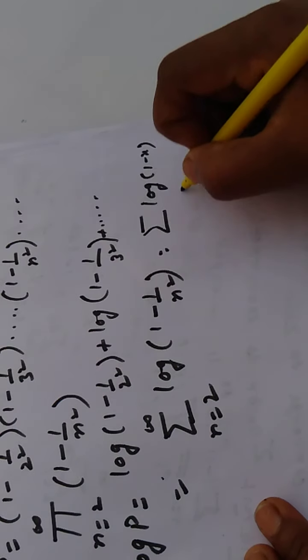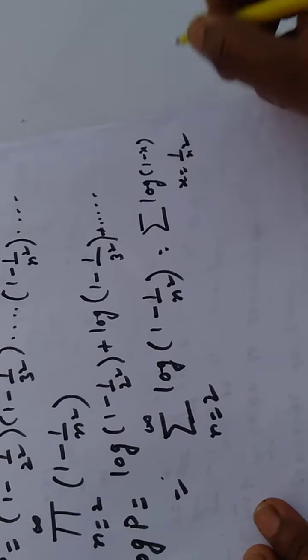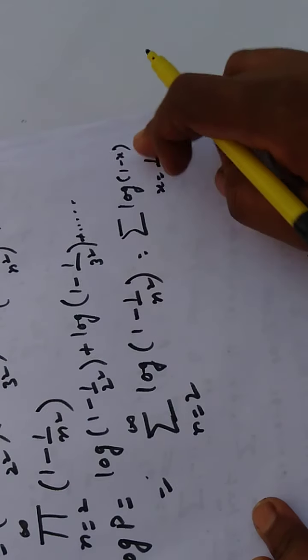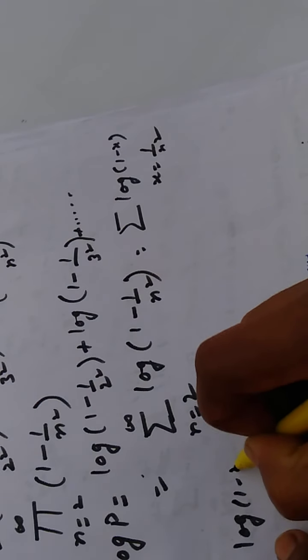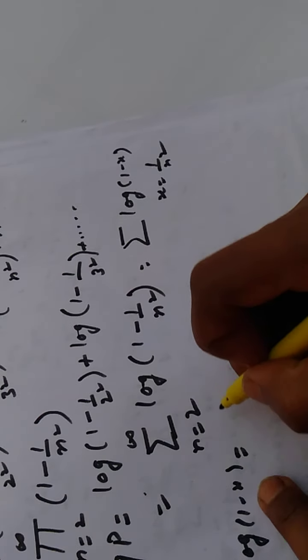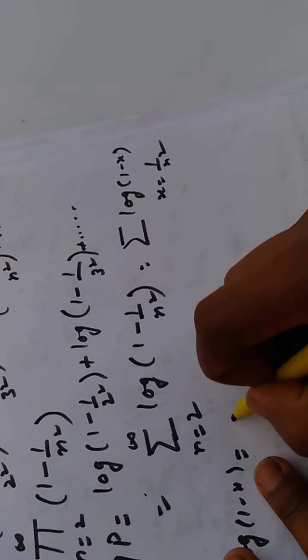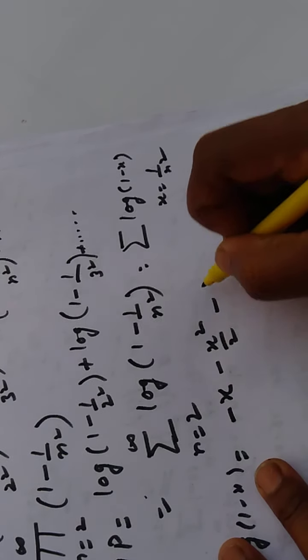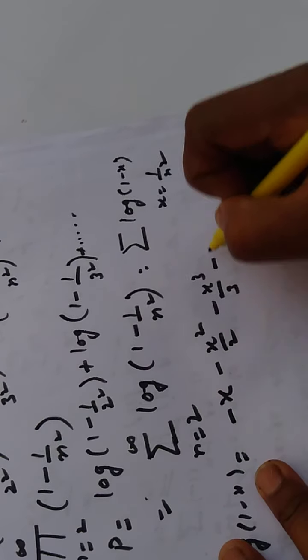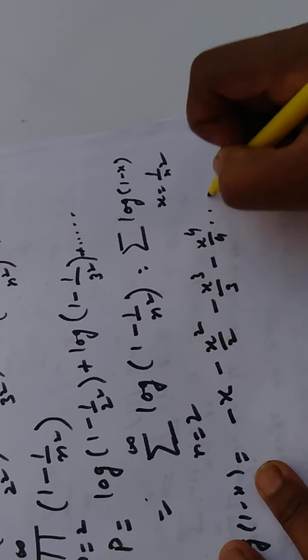Here x is 1 by n square. Now, the formula of log of 1 minus x is what? Log of 1 minus x is minus x square by 2 minus x cube by 3 minus x to the power 4 by 4 and so on.